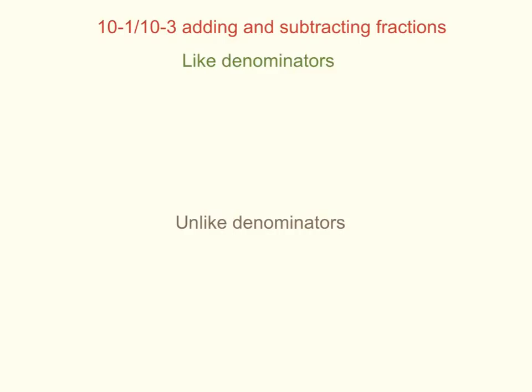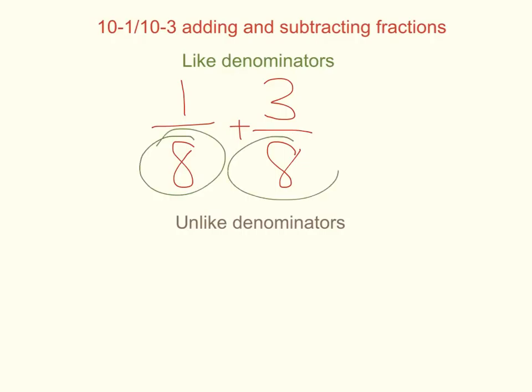Lesson 10-1 and 10-3, adding and subtracting fractions. So we're actually going to be combining these two lessons because we're looking at two different ways of adding and subtracting. The first way is with like denominators. So what that means is when you have a fraction and the number on the bottom is the same. So for example, if we had 1/8 plus 3/8, they have like denominators because the denominator, or the number in the bottom, is the same.